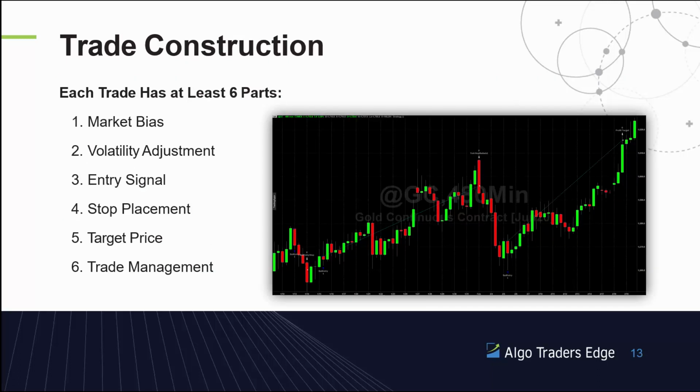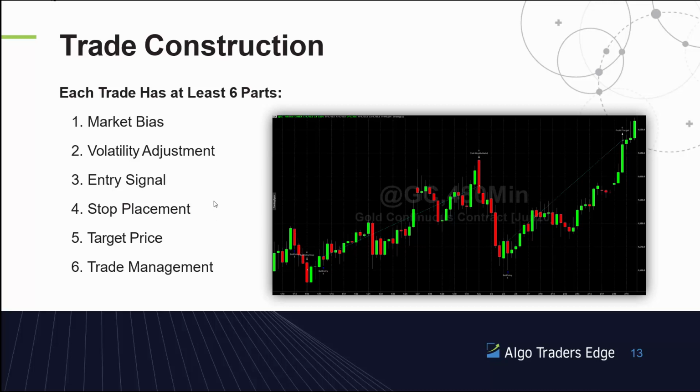Now, each trade is constructed using the following 6 parts. It has market bias, it adjusts for volatility, it signals an entry, it places a stop, it places a target, and then it manages the position once we've entered.